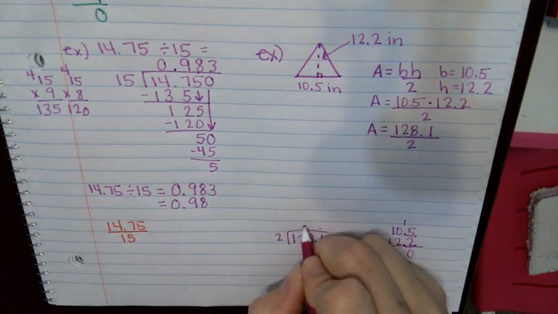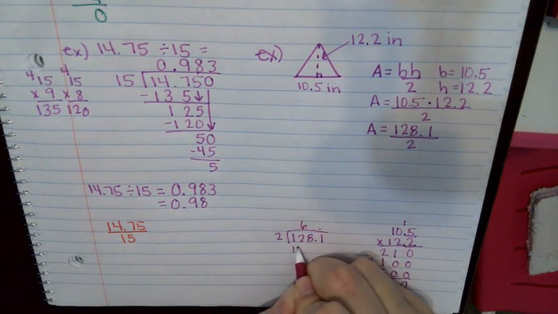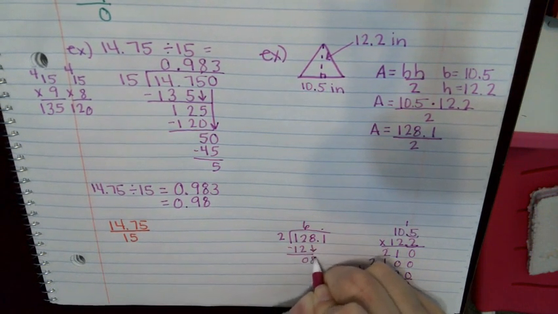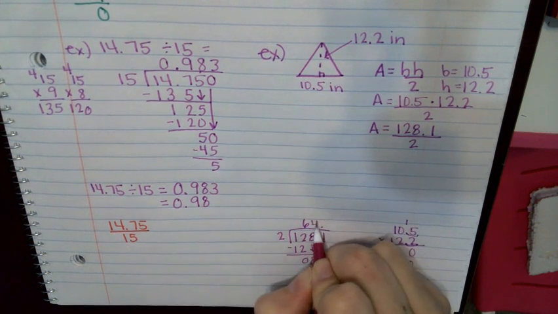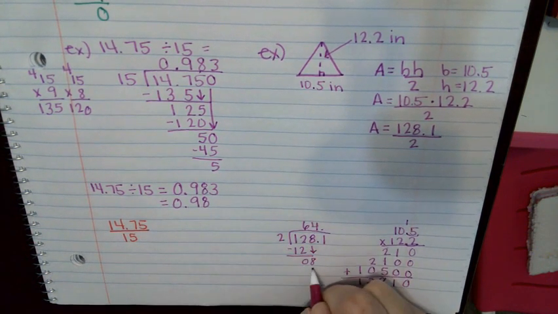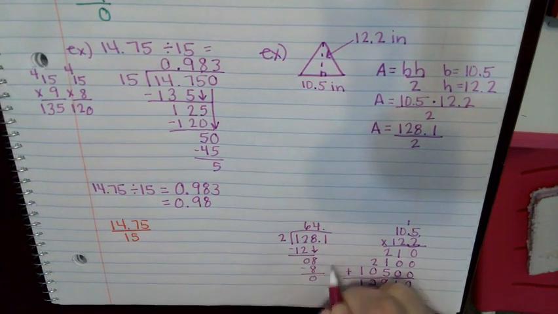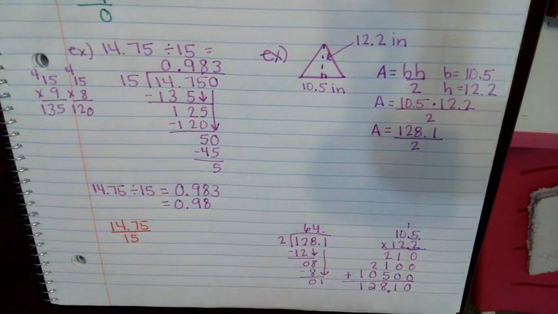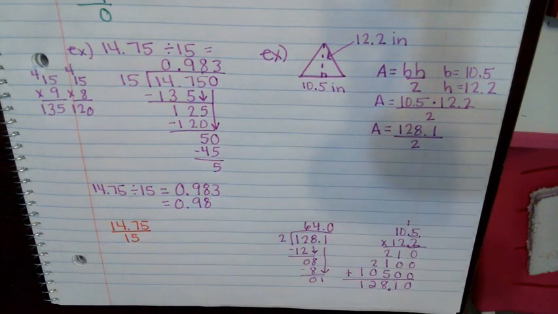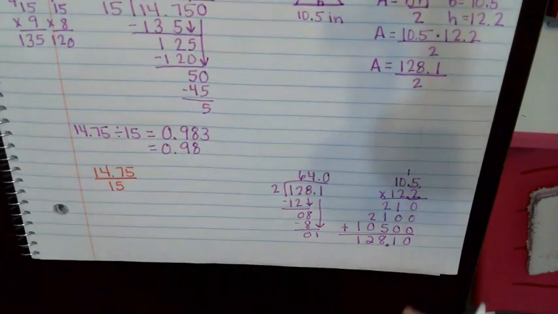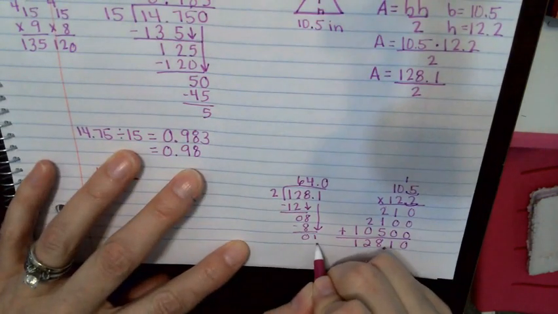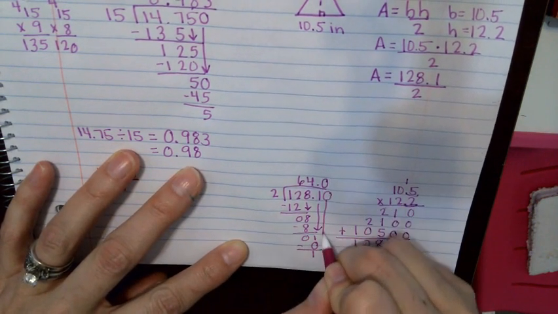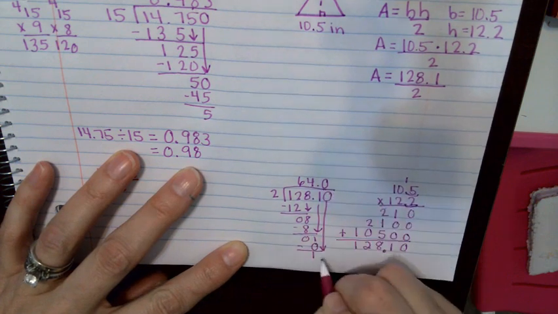2 goes into 12 6 times. 6 times 2 is 12. Subtract and get 0. Bring down the 8. 2 goes into 8 4 times. 4 goes on the top. 4 times 2 is 8. Subtract and get 0. Bring down the 1. Now watch, be very careful about this. 2 goes into 1 0 times. We've got to have that 0 there. 0 times 2 is 0. Subtract and get 1. Let's go ahead and bring down a 0 and see what happens here.